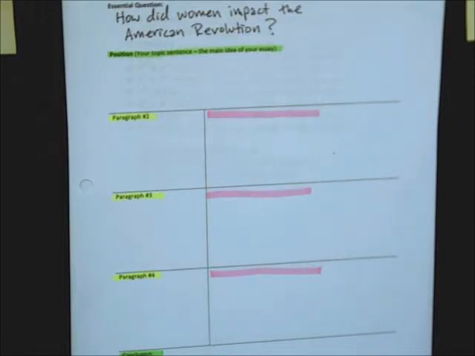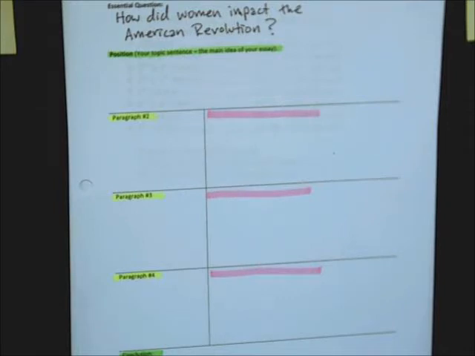It doesn't include the details. You have an entire essay to write the details. Your position just answers this question in very general terms. Let me give an example with this. How did women impact the American Revolution? Did they impact it in just one way? No. Did they impact it in thousands of ways? Maybe, maybe not. Do I have enough space to write about thousands of things? No. 3 is the magic number.